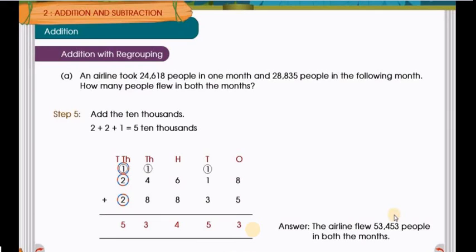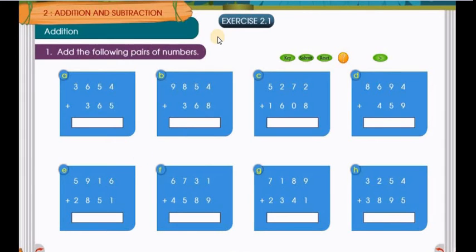So now you got how to add and regroup. Yes, no children? Yes. Let us solve the exercise part now. So exercise 2.1, addition. Add the following pairs of numbers. Children, you have to solve this one in your textbook as well as in your notes.